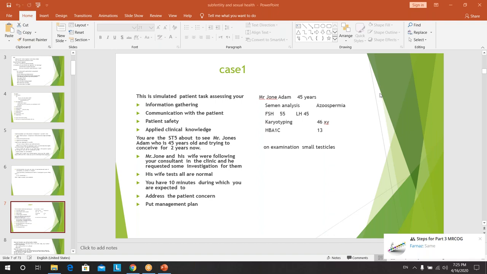Hello, I'm Dr. Soha Nasir, one of the doctors in the fertility clinic today. May I confirm your name and age, please? Yes, my name is John Adam and I am 45 years old. Hello, how would you like me to call you? Call me John. Okay. John, I understand that you and your wife are following with our consultant in the fertility clinic, and you are trying to have a baby for 2 years. And the consultant requested blood tests for both of you, and you came today to discuss the result. Am I right? Yes, doctor, yes.